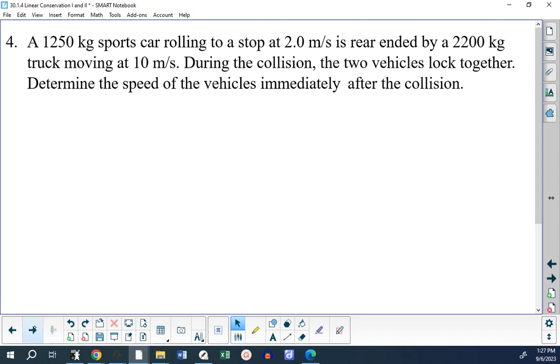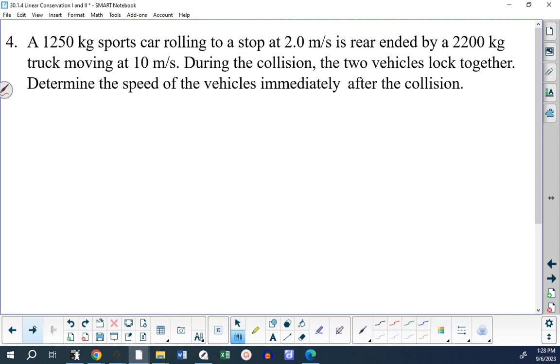The guy in the truck is looking down at his phone. He doesn't see that the sports car has slowed to a paltry 2 meters per second. They collide, and as is likely the case during a slow vehicle collision, vehicles lock together. The bumpers tend to deform and clip onto each other, or they just stick together. How fast are the vehicles moving immediately after the collision?